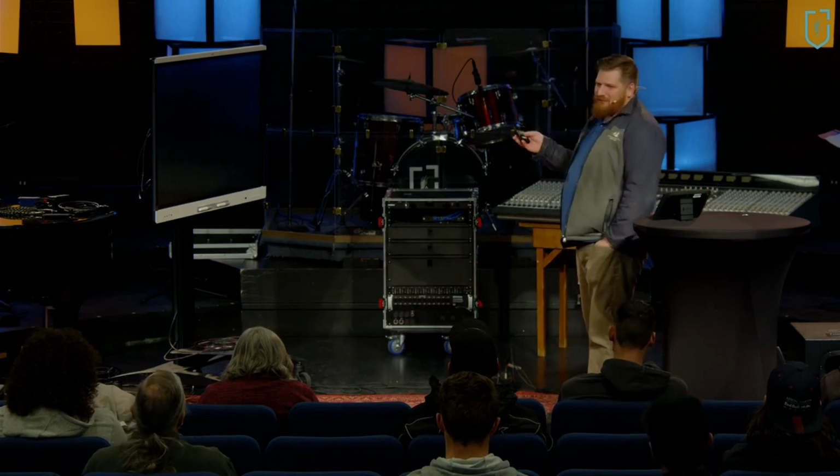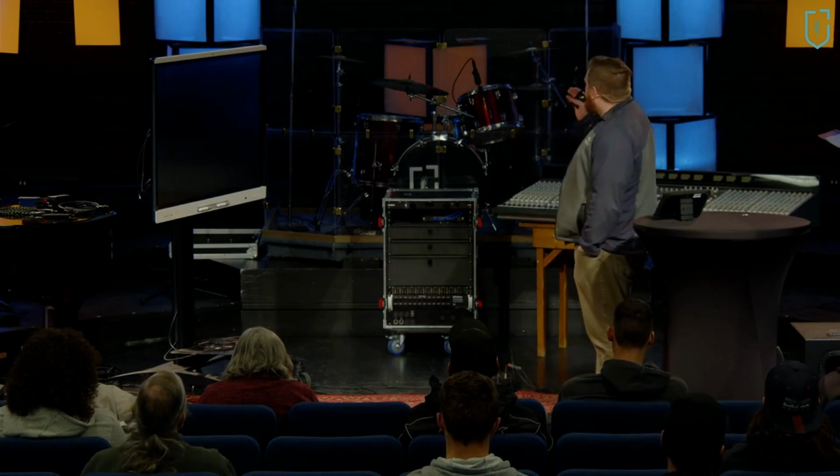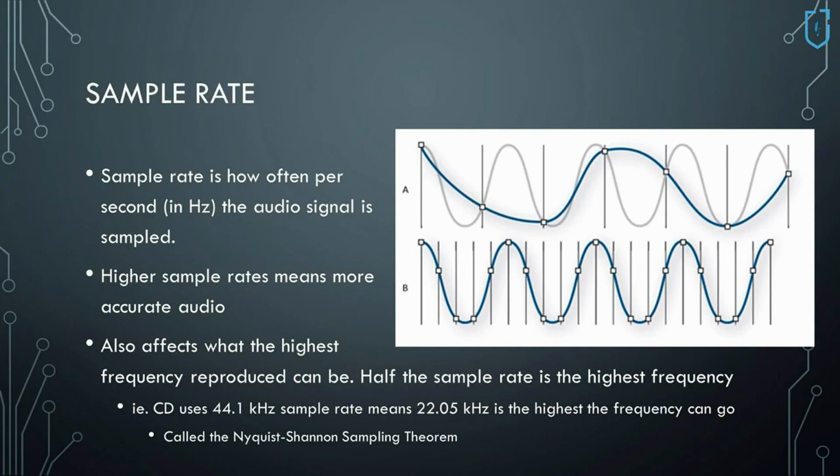So the first one is sample rate. Sample rate is how often per second, in hertz, the audio signal is sampled. Because when you're going from analog to digital, it's taking the analog electrical waveform and coming up with an approximation using ones and zeros of digital information. The higher the sample rate, the more accurate the audio.